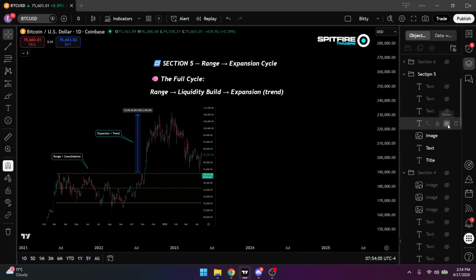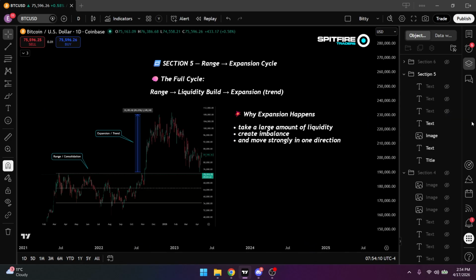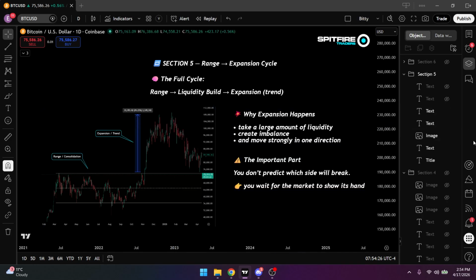Why does expansion happen? At some point, the market will take a large amount of liquidity, create imbalance, and move strongly in one direction. This is the expansion phase, the start of a new trend. But your job as a trader is not to predict which side will break, because inside the range, both sides are valid targets. Instead, you wait for the market to show its hand.